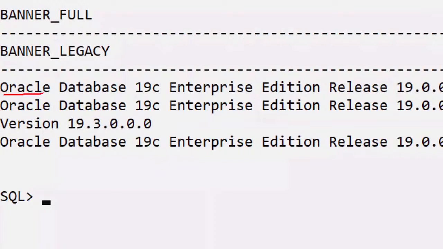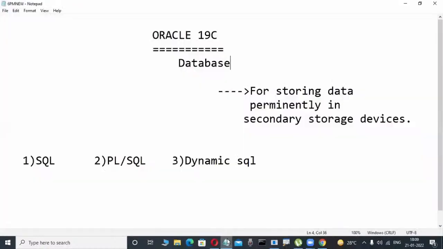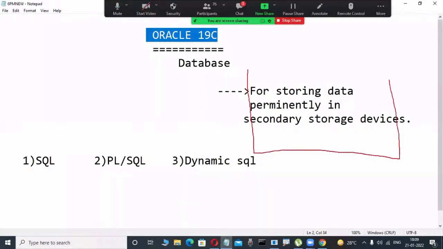Oracle is a product from Oracle Corporation. But what type of product is it? A database product. The version we are learning in our course is 19C, a version of this database product. What is a database? Once we install the Oracle software, some place is automatically created on the disk. In this place, we permanently store data.